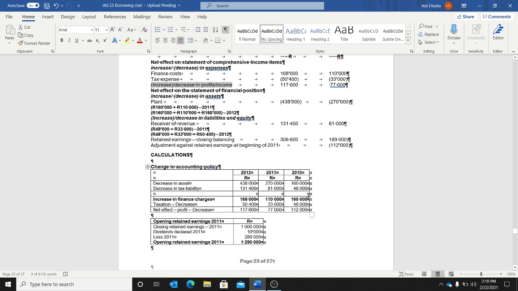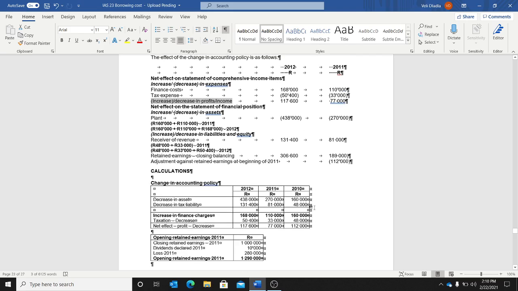also when you're looking at this, this is a direct transfer of the figures that you see here. 168 increase and 110. Then you bring them here. The tax is a decrease of 40, and you bring them here. The net is the 117,600, here it is. Right. In terms of the assets here, remember this movement happens cumulatively, okay?